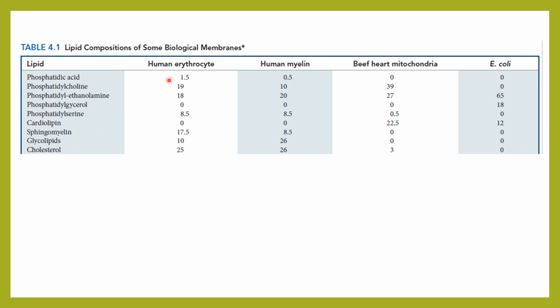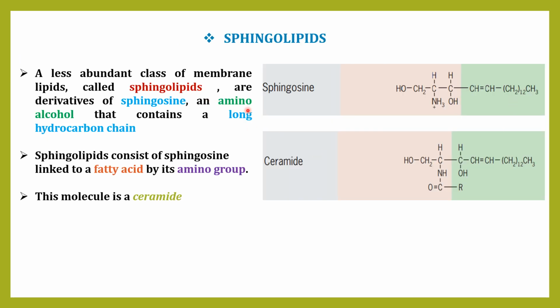Some of the lipid compositions in biological membranes: human erythrocyte, human myelin, beef heart mitochondria, E. coli.